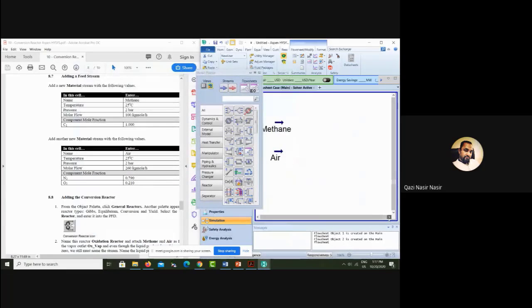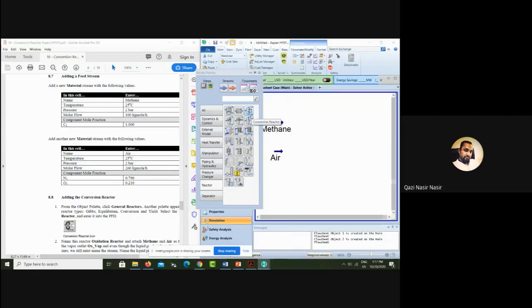When you have done this, you already created the two streams. Now you can add a conversion reactor. Maybe if you are using the old version, you don't have these tabs. You can search the reactor inside. I have the option to enter the tab. In the tab, I have many reactors. This one is CSTR. This one is plug flow. This one is called conversion reactor.